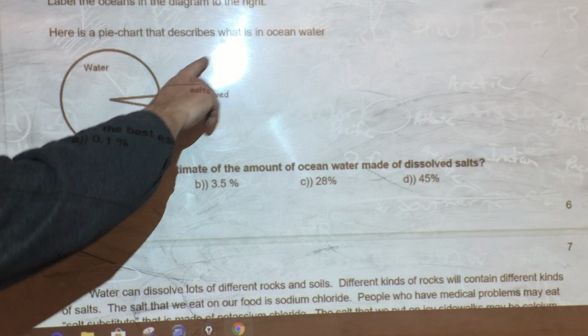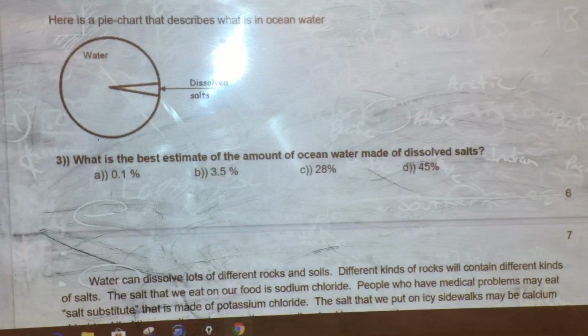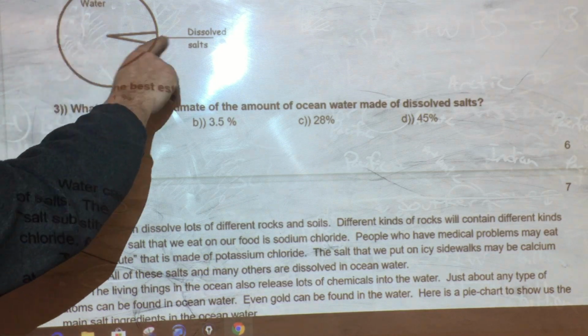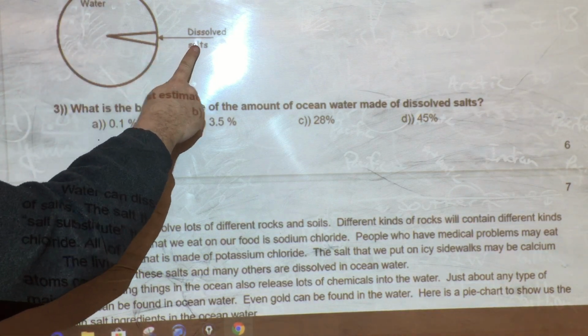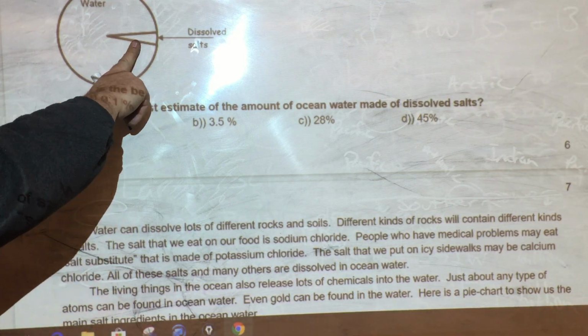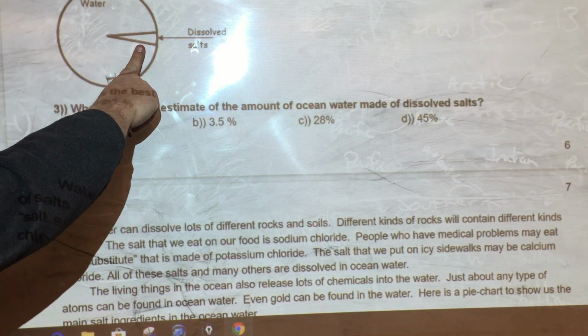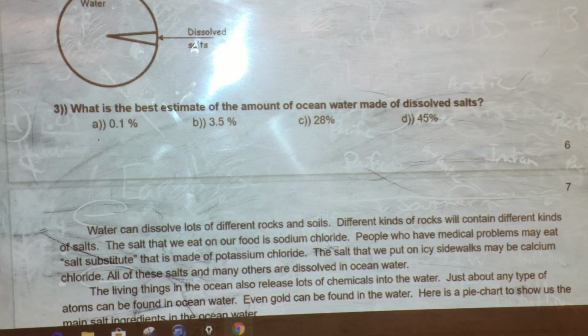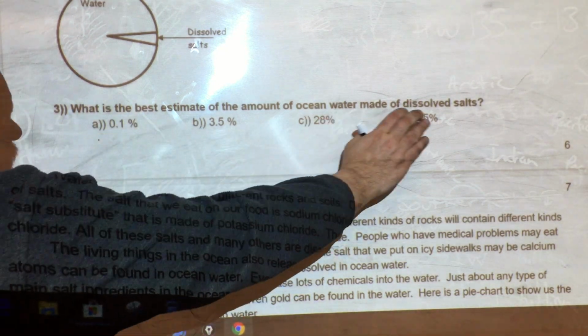Here's a pie chart that describes what's in the ocean water. So most of the ocean water is, as you'd guess, water, but there's this much of it that is dissolved salts. So what percent is that? Is that 75%, 50%, 33%, 25%, 10%, less than that? Here are all the options.